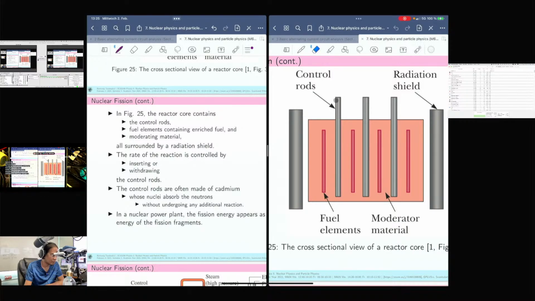Okay, the controller. If you pull it up, withdrawing it, you will have a high reaction rate. If you insert it or leave it down, you will have a lower reaction rate. That's the way humans use it. The controller, the gray one, is usually made of cadmium.